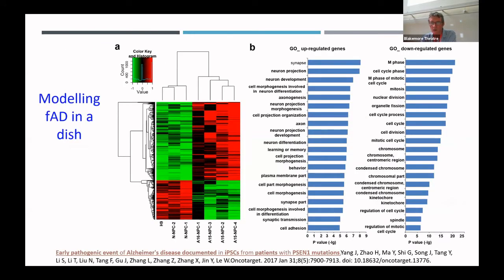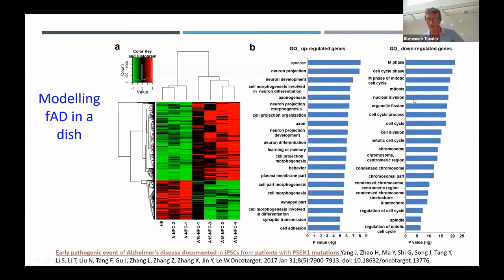And then if we look at the work which came out of Lee's lab, they did pretty much the same. In other words, they're looking at a bunch of cells which contain FAD mutations and they're comparing them to gender and age matched controls. And if you look at the upregulated genes here, they are neuronal projection, neuronal development, axonogenesis, cell projection organization, all those qualities which are important in establishment of the final product. And I put the emphasis on the word establishment of the final product. And there is a decrease in genes associated with cell cycle.